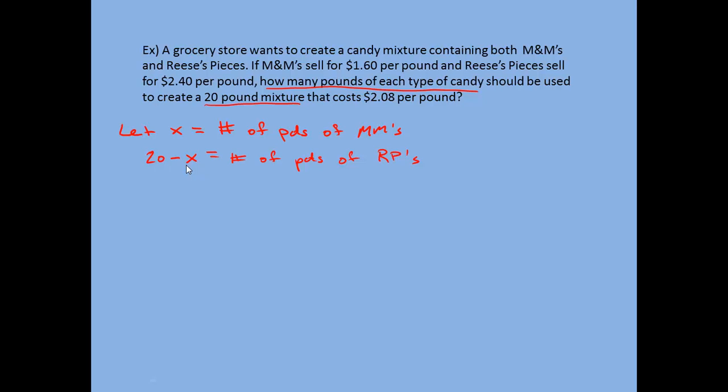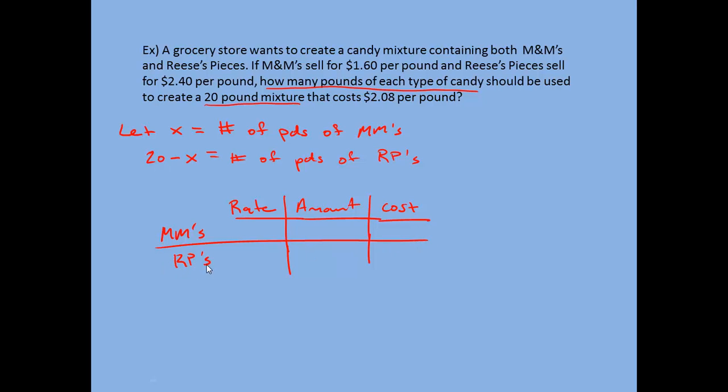Now that I have my two let statements, I'm going to set up a chart here. And I'm going to use that formula that we're talking about, the rate times the amount equals cost. Because if I can figure out the cost of each of the M&Ms and the Reese's Pieces, I can set it equal to the total cost. So in this chart, I'm going to have three columns. We're going to have the rate, the amount, and the cost. And I'm going to have rows that are labeled with M&Ms, Reese's Pieces, and we'll also have a row for the mixture.